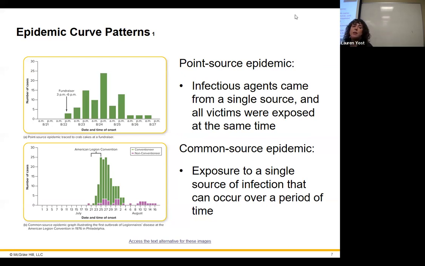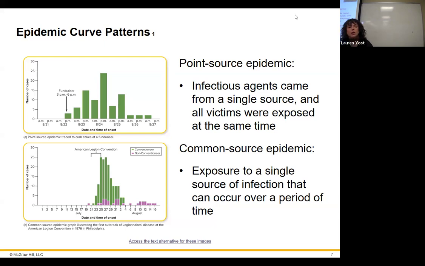Point source: the infectious agents came from a single source and all victims were exposed at that same time. There's one exposure, and everybody was exposed at that one time. If someone were to come in here with a new strain of COVID that nobody in here had seen before, coughing and sniffling and getting us all sick, that would be a point source epidemic because we got it from that one person. We can pinpoint it. We all got sick at that same time. Point source, a specific point, we can pinpoint exactly that one day everybody got sick.